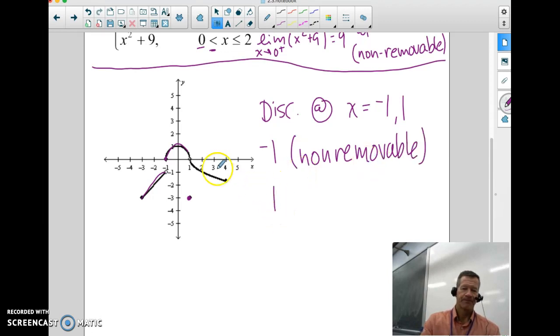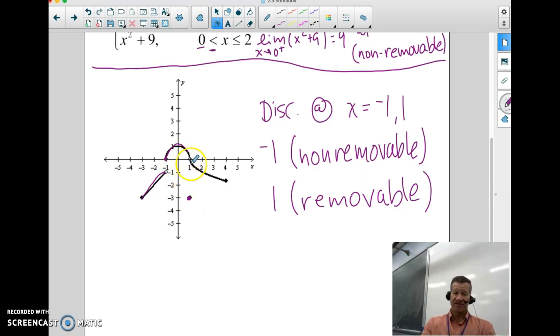At 1, you notice there's just a hole there. That's a removable discontinuity. The limit from the left of 1 is 0. The limit from the right of 1 is 0, even though f of 1 is -3. So that's what makes it discontinuous. The limit exists as we approach 1, but it's not equal to f of 1.